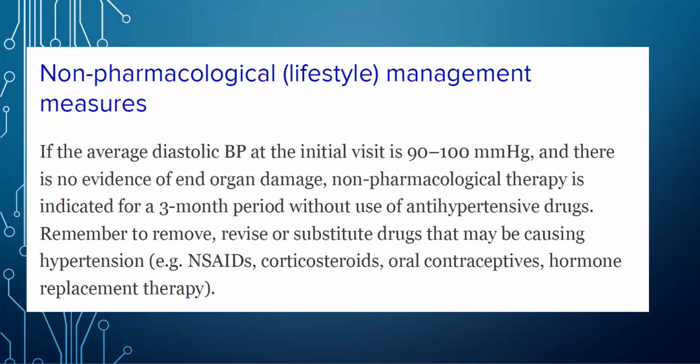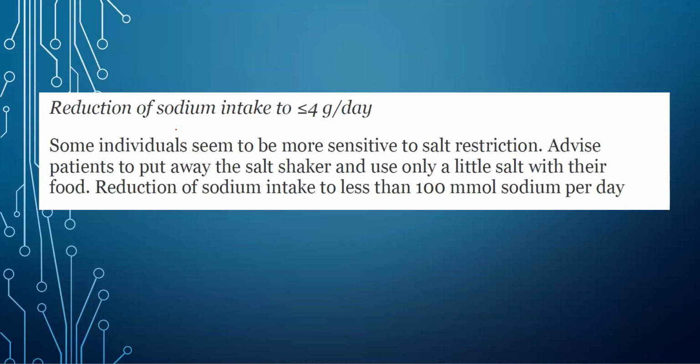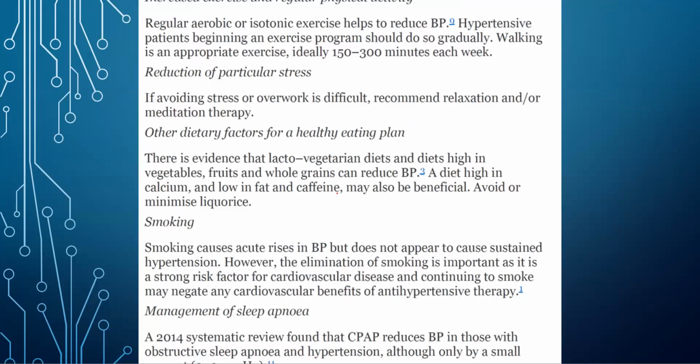Now come to the management. Always start with the non-pharmacological or lifestyle measures. So if the diastolic blood pressure is less than 115, with no evidence of end organ damage, then non-pharmacological therapy is indicated for a 3-month period without any antihypertensive. And what is the best behavioral intervention? Weight reduction. For every 1 kilo of weight lost, blood pressure drops by 2.5 systolic and 1.5 diastolic. Okay, so that's why it's so important. And apart from that, reduce alcohol, reduce sodium intake, those things also play a good role.